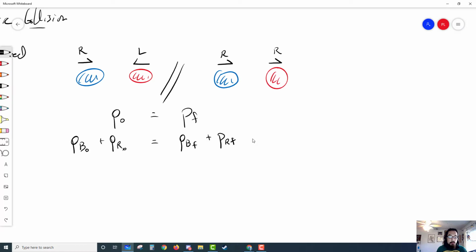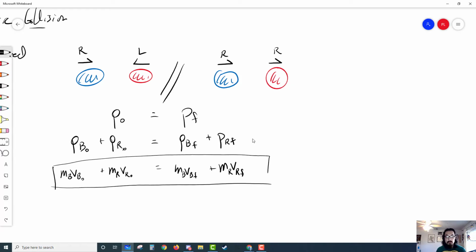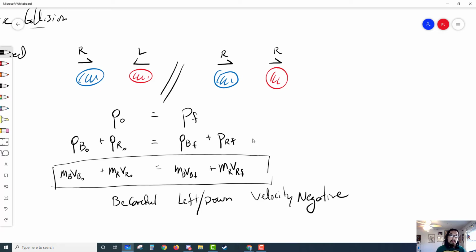Okay, and so from here we can break down the equation even more. We know that the momentum equation is the mass of the blue times the velocity of the blue initial, plus the mass of the red times the velocity of the red initial, is equal to the mass of the blue times the velocity of the blue final, plus the mass of the red times the velocity of the red final. Okay, and this is what it would look like for a two-object system. And same as always, be careful for objects moving left or down, because whenever objects are moving left or down, we say that the velocity is negative.